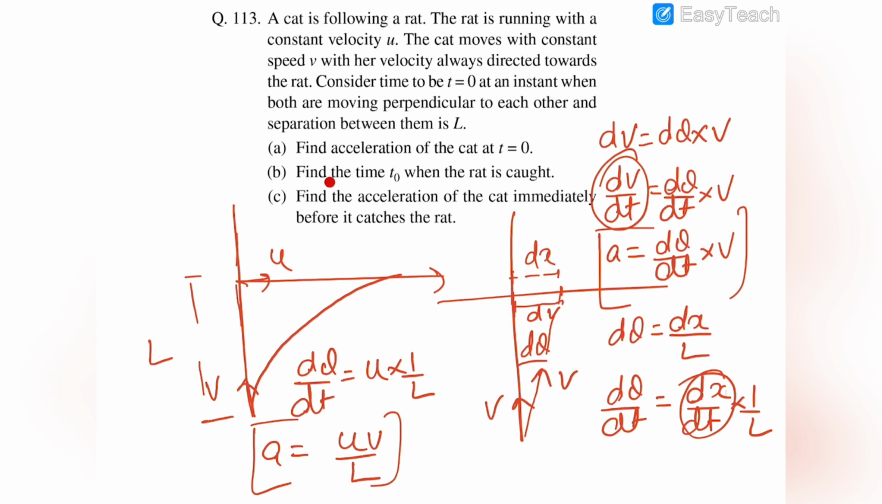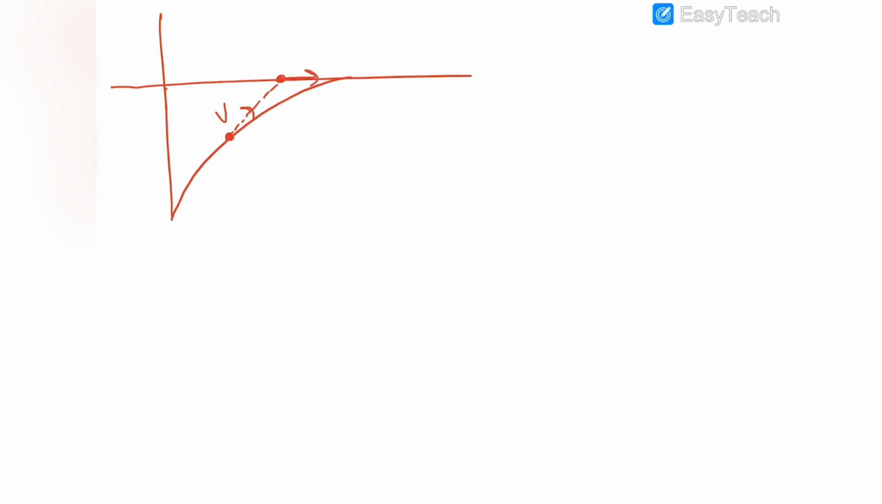Now in the second part, we have to find out the time in which the rat is caught. We have already done this in the previous video, but let me tell you again. If we draw the motion, obviously the cat is moving like that, and at any instant of time the velocity of the cat is towards the mouse, and the mouse is moving with the velocity of u. Let us suppose that this angle is phi, and the distance between them is r.